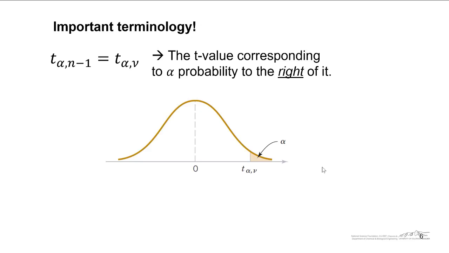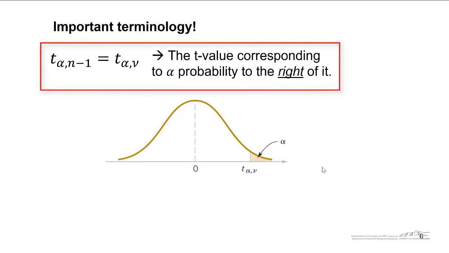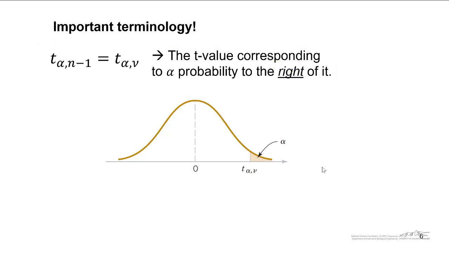And importantly, just like I showed you for the standard normal distribution, the t-value corresponding to alpha probability to the right of it is given this notation, t sub alpha comma n minus 1. Again, n is your sample size. N minus 1 is equivalent to nu, Greek letter nu. Nu is the degrees of freedom. So t sub alpha comma nu is the t-value corresponding to having alpha probability to the right of it. Because of symmetry, t alpha comma nu is also the same as negative t of 1 minus alpha comma nu.